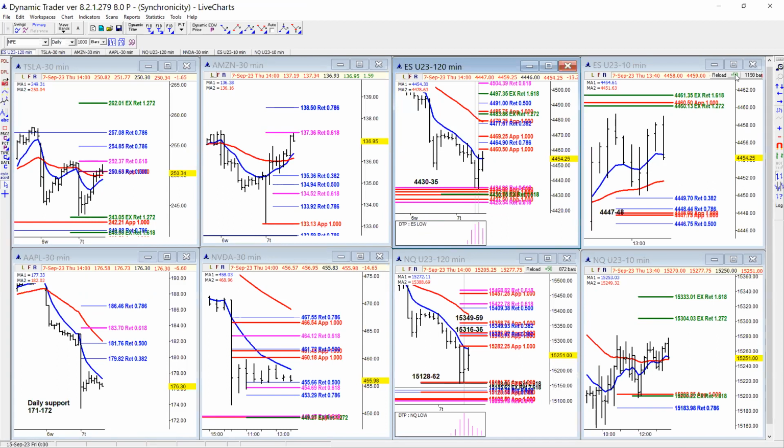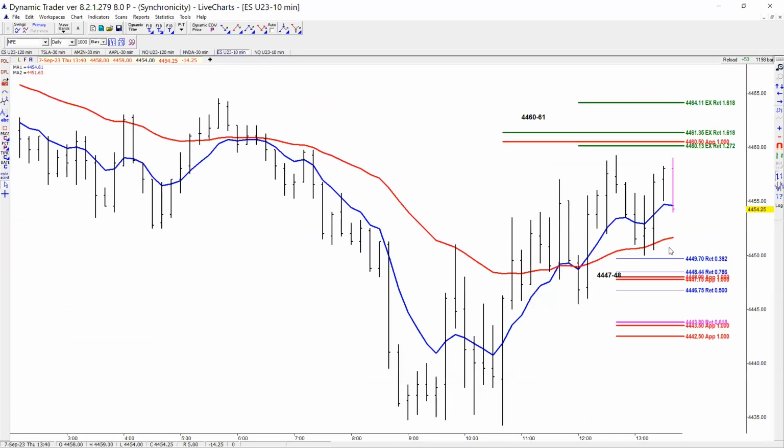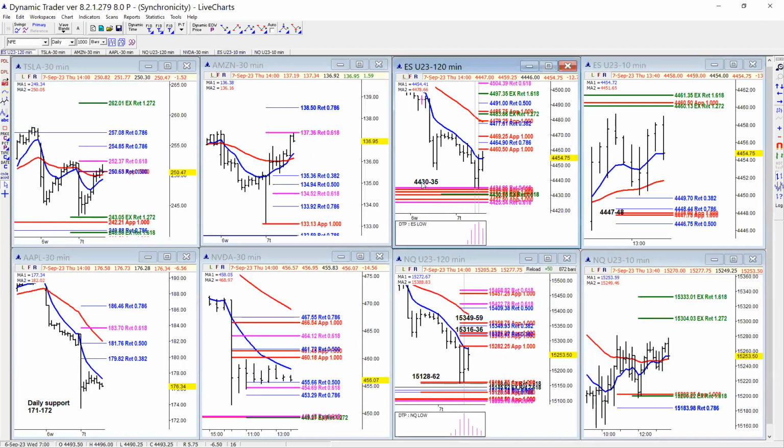Okay. Now what you see on this 10-minute chart here is where I have resistance on the way up. And I also gave another area that you could buy. So there's another buy area at 44.47 to 48 if you missed that initial buy at 44.30 to 35.